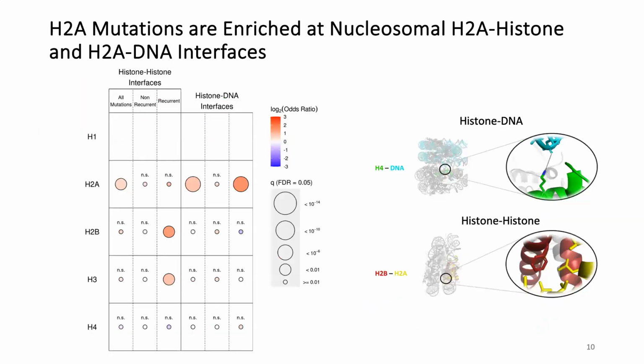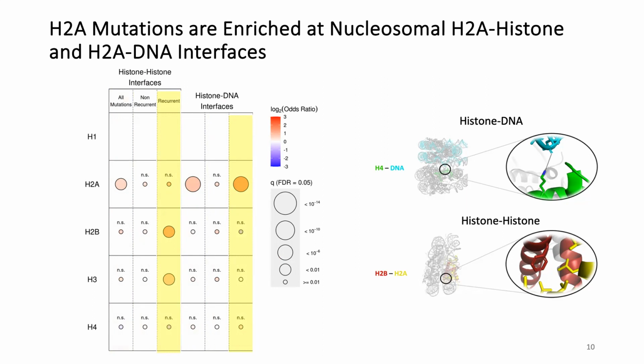Now, one of the first things that we want to do is determine where histone missense mutations localize with respect to nucleosomal interfaces, specifically histone-histone interfaces and histone-DNA interfaces. And we want to determine if they're enriched or depleted at these interfaces. So we've done this for all mutations inside of our data set, inside of our pan-cancer model. And we've also done this for non-recurrent mutations as well as recurrent mutations, because we're interested to see if there's any difference between those two types, which could be potentially useful when predicting driver mutations as well.